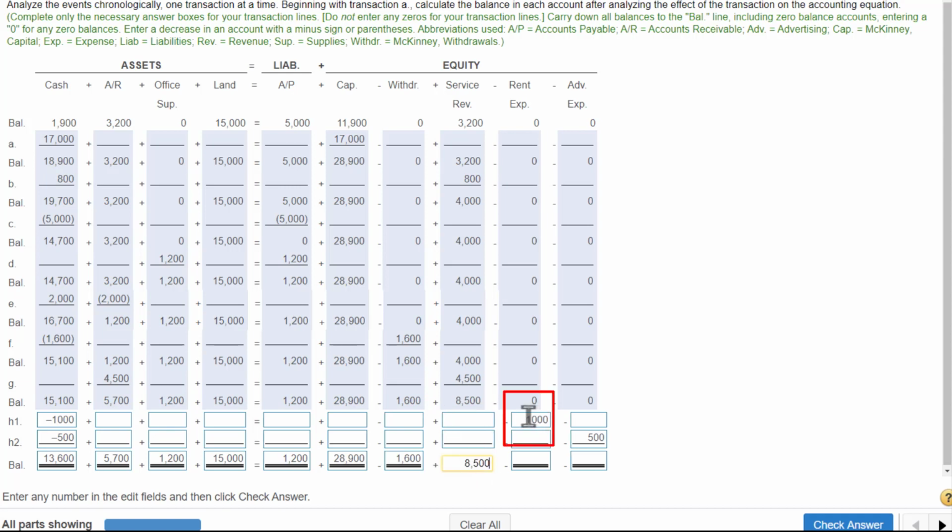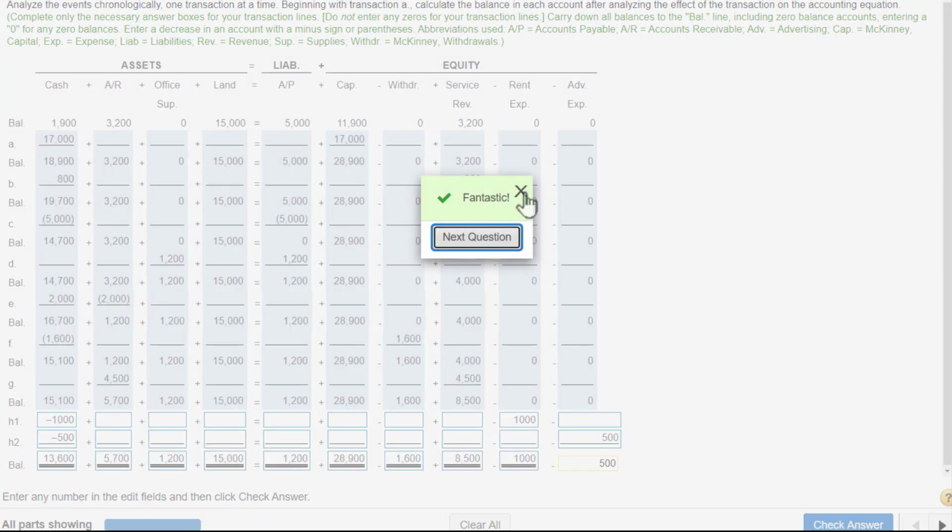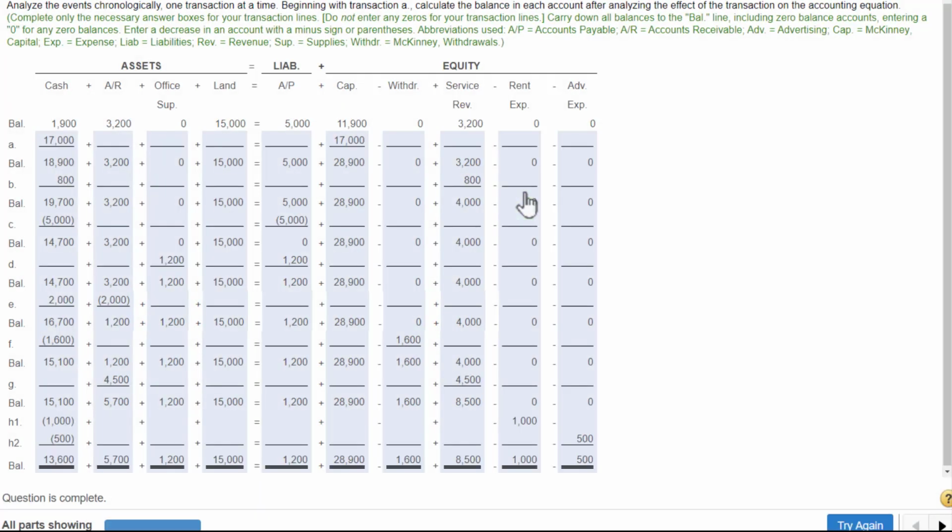So for rent expense, we had 0, and then there we have 1,000. So bring the 1,000 down. Notice there's already a minus sign there. 0 on 500. Copy, paste, gives us 500. All right. We're not done yet. Not done with the teaching yet.